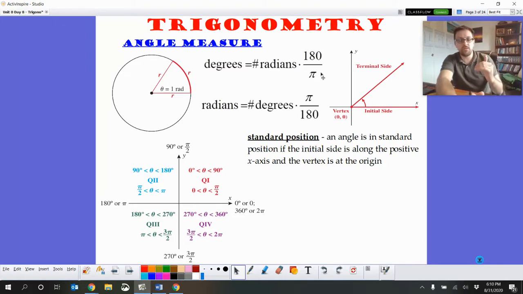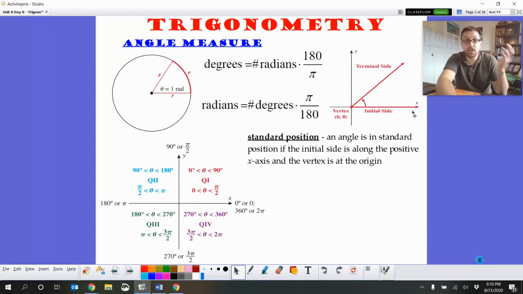We use 180 over pi and pi over 180. It's kind of the simplest way that we can talk about it. You could also use 360 degrees and 2 pi or any other combination of radian measure and degree measure, but it's up to you which one to use.